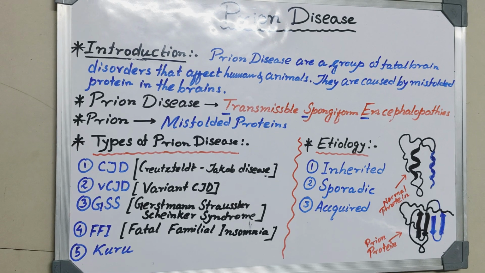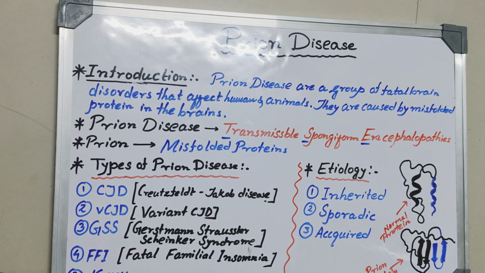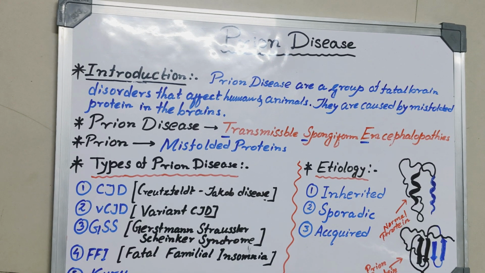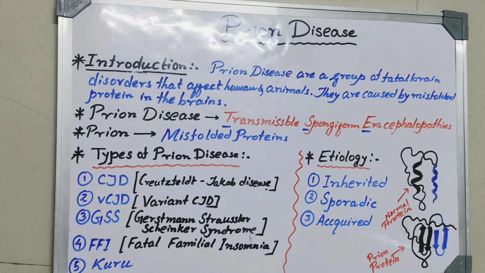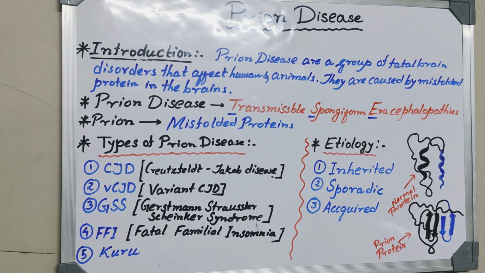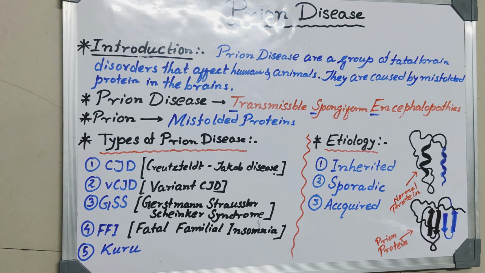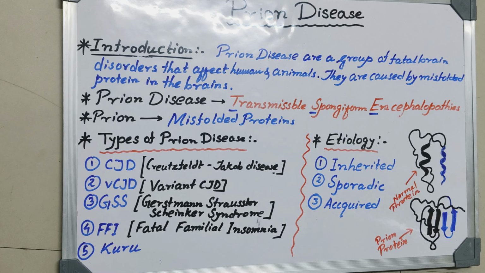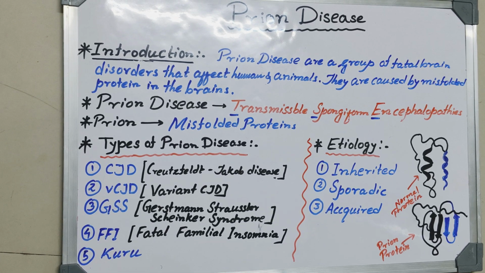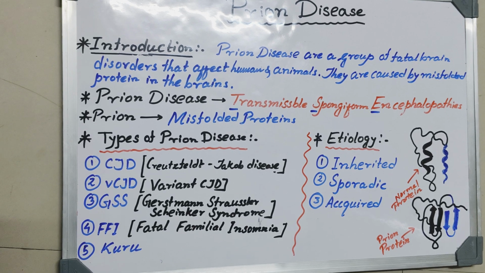Prions are incredibly resistant. Standard sterilization techniques can't destroy them, making them dangerous in medical settings. In conclusion, prion diseases are rare but devastating. They challenge our understanding of infection, biology, and neurology. There is no cure yet, and research continues to unlock their secrets.